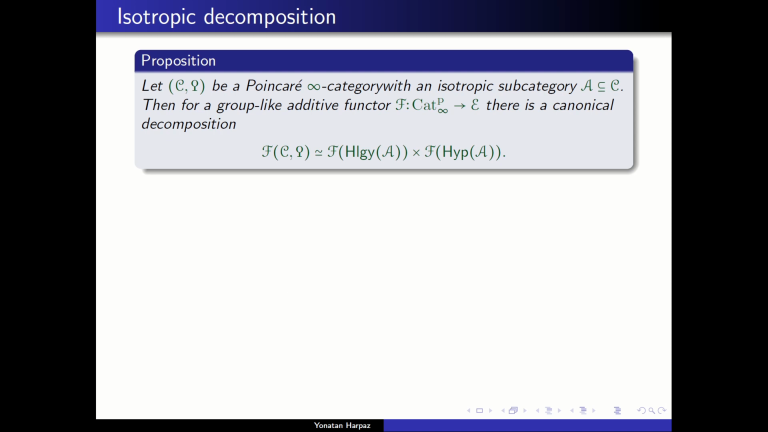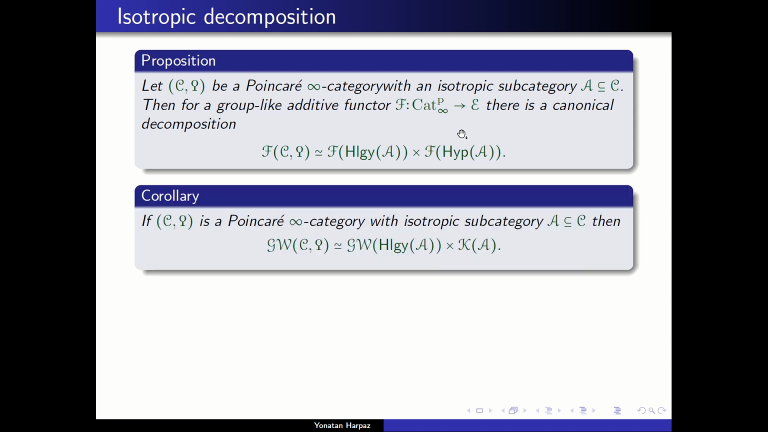And in the presence of an isotropic subcategory, we have the following theorem, which we call the isotropic decomposition theorem, which describes the value of a group-like additive functor on a Poincaré infinity category admitting an isotropic subcategory. What the isotropic decomposition theorem says is that the value of f on C copa canonically decomposes as the value on the homology of A times the value on the hyperbolic Poincaré infinity category associated to A.